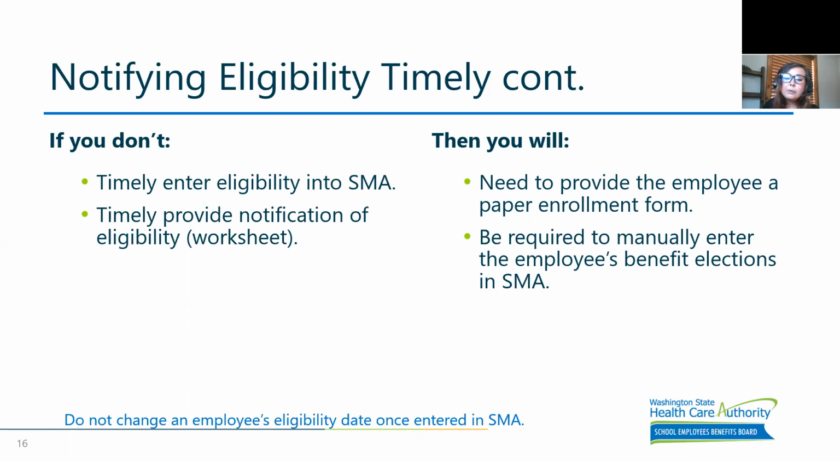Another thing that I want to point out, if you enter an incorrect date of eligibility for your employee, please do not change that eligibility date on your own, even if SEBB account allows you to. We ask that you please send in a fuse letting us know, and we can manually correct it to ensure that your employee's profile is correct and all of the dates line up like they should be on the back end.